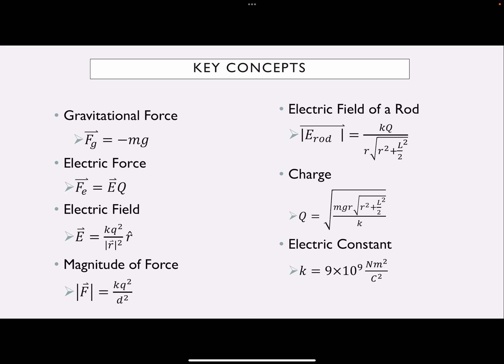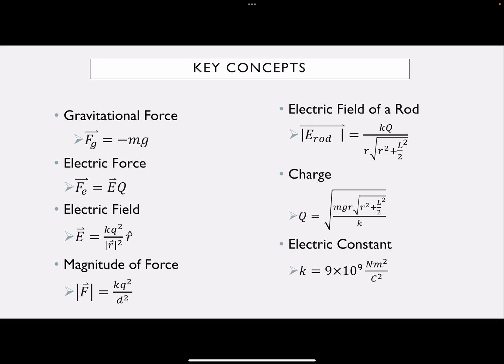Key concepts for this lab were gravitational force, negative mg, and electrical force, which is the electrical field times the charge. The electrical field of a point charge is kq divided by the magnitude of r squared times the direction of r. That would allow you to find the magnitude of the force as well. But more importantly for this lab, we found the electrical field of a rod because the tape was modeled as a rod. And the magnitude of the electrical field is kq divided by r times the square root of r squared plus L, the length of the tape, divided by 2 squared.